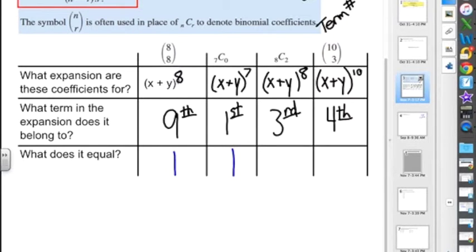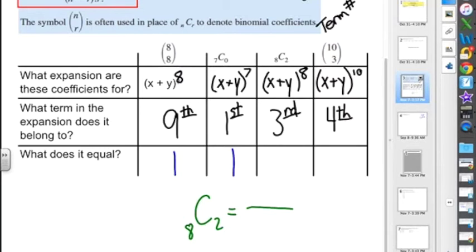How about 7 choose 0? That's going to be 1. There's only one way we can choose nothing. All right? The last two we actually have to calculate. All right, we have to work them out. So, 8 choose 2. How would we set this up? How do we set up a combination?